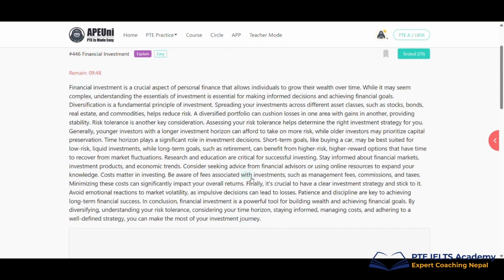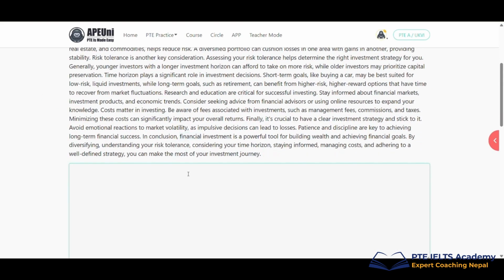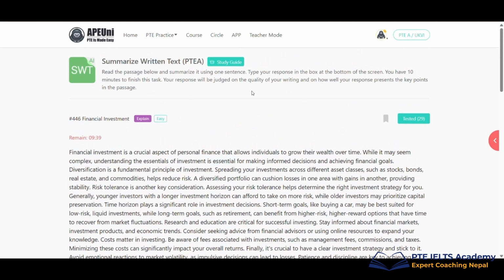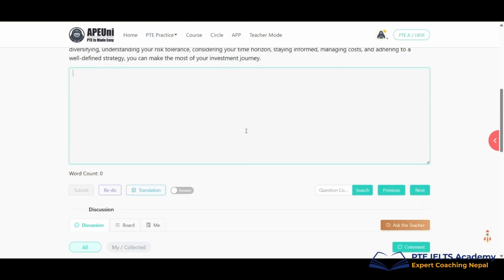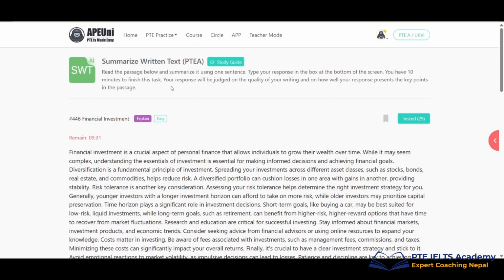And what you have to do here is read the passage and summarize this passage in one sentence. Okay, let's read the remaining instructions. Type your response in the box at the bottom of the screen. Here you are going to write your answer. You have 10 minutes to finish this task.